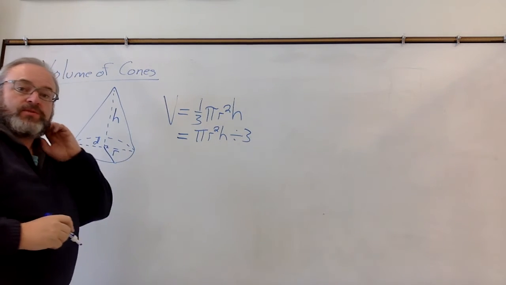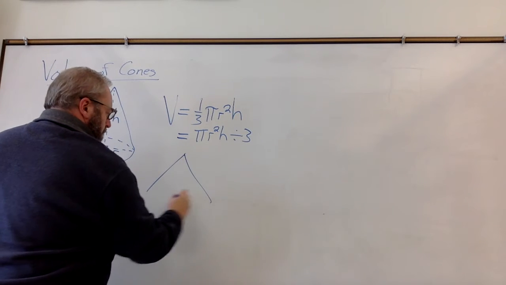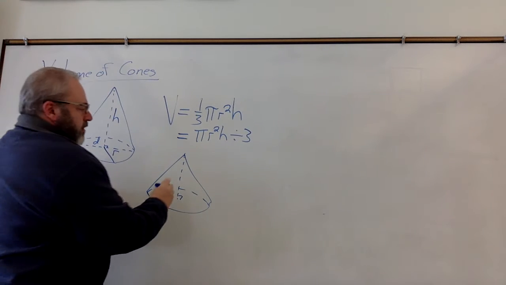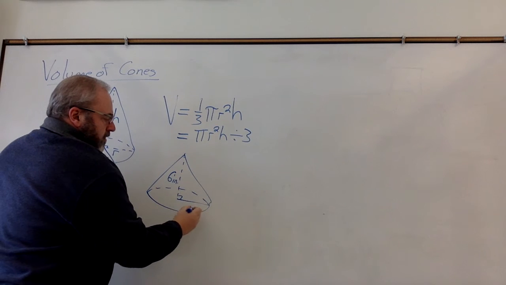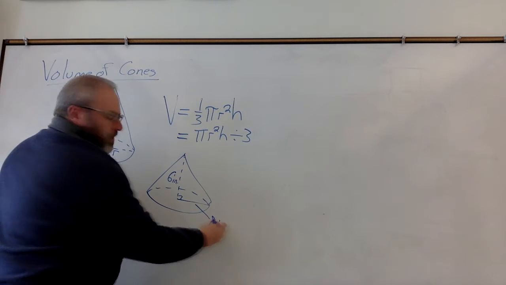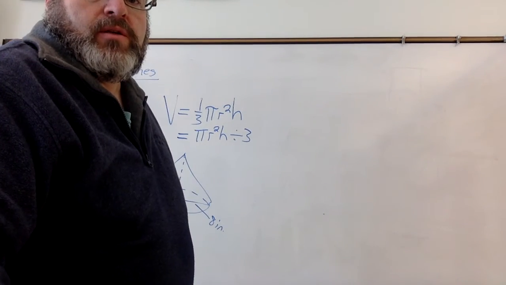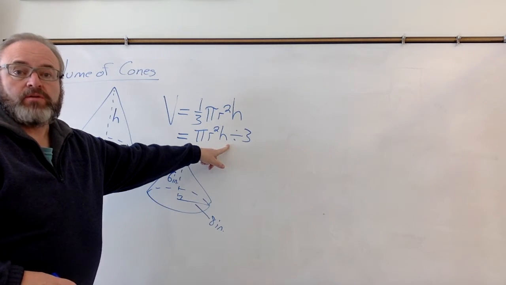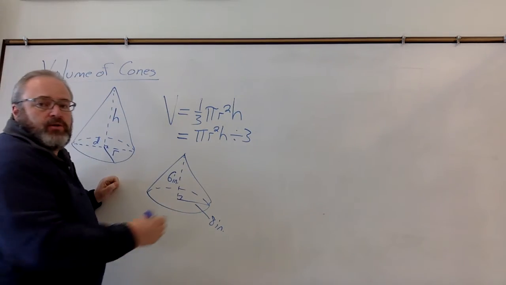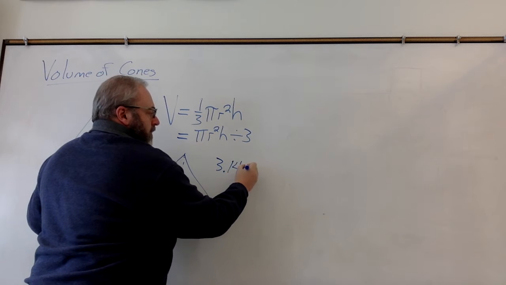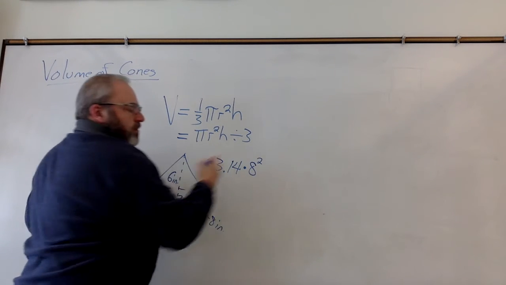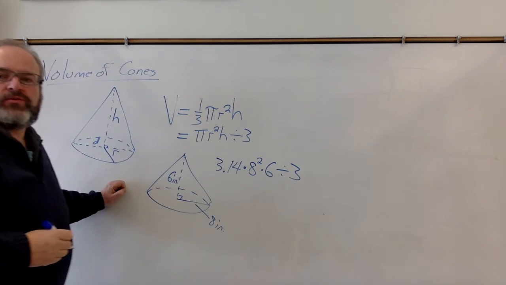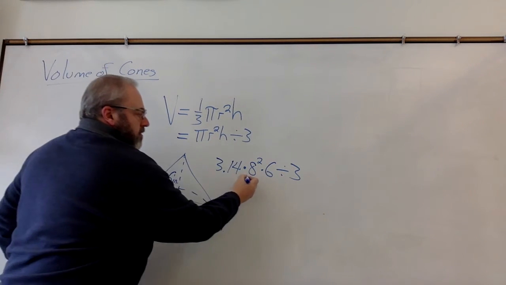Okay, so let's look at a very specific example. Let's say the height of this cone was 6 inches and the radius was 8 inches. To find the volume, we're going to plug in our numbers here and then do our math to figure it out. So pi, we all know, is 3.14 times the radius, 8 squared, times the height, 6, divided by 3.